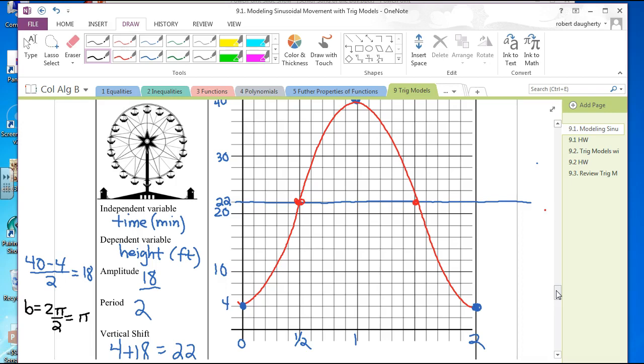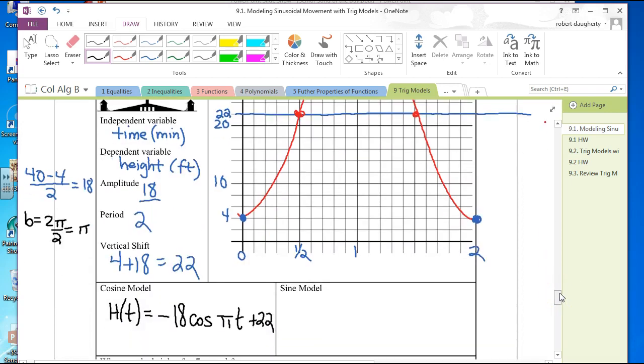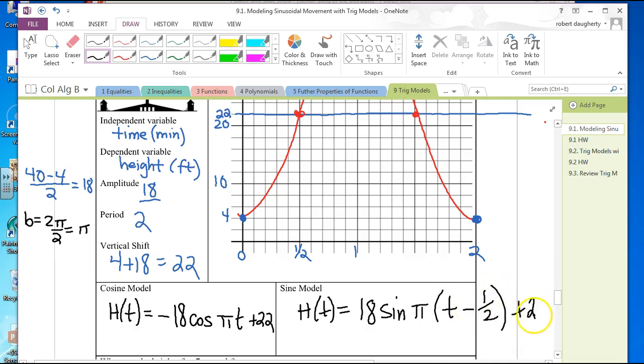Is this a sine function or a reflected sine function? A sine function, because it goes up. So the sine model is going to be h of t equals, amplitude doesn't change, 18 sine, period doesn't change, but it's been shifted by 1/2, and the vertical shift does not change. Once you get one of these, it's fairly intuitive to get to the other one, right? What's the hardest thing about these problems? Is it drawing it out?